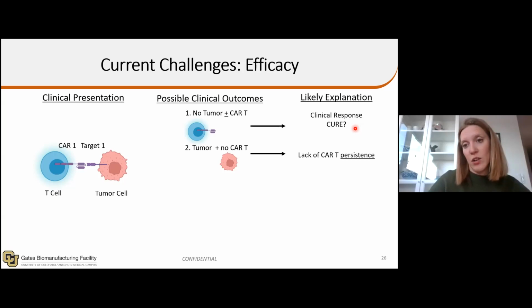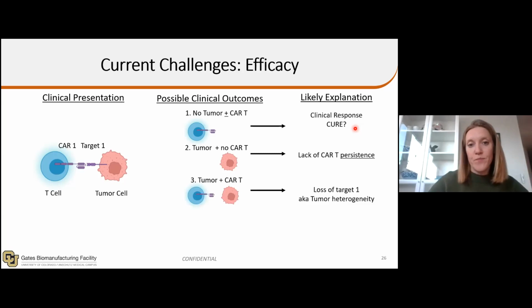And there you would say that your CAR T didn't persist, that it didn't hang around. A third option is that your CAR T cells are there and your tumor is also still there. But then when you look at your tumor and you look at the surface of it, you can see it no longer has that target 1 on it. So there's nothing for the CAR T cell to grab onto and kill the tumor. So the tumor is able to stay and continue to grow.